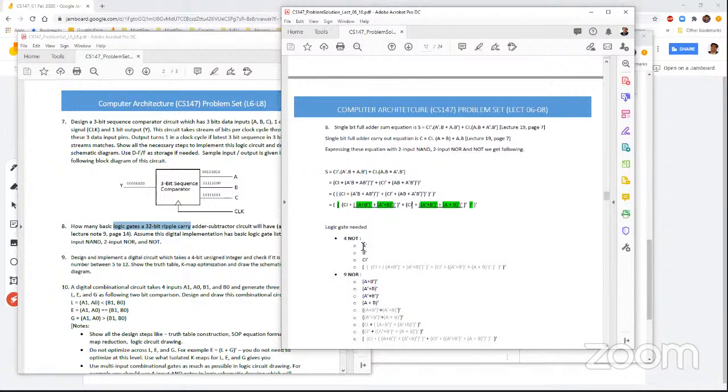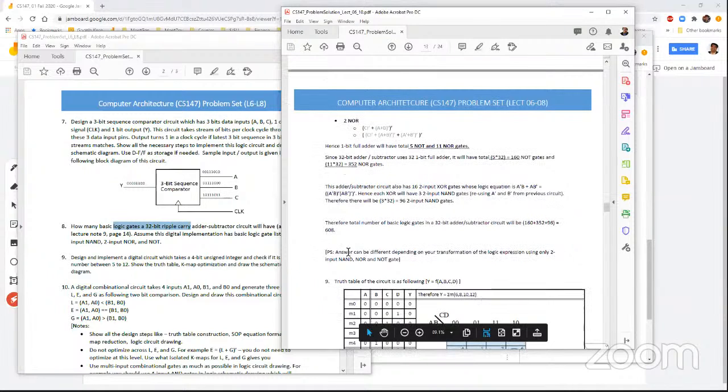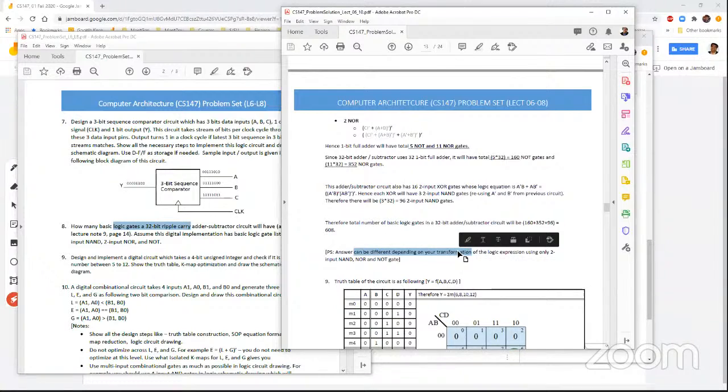Oh, so if the diagram uses AND, I can use two NANDs or a NAND and an inverter? Yeah, exactly. As long as you explain that I am replacing AND with a NAND and an inverter, I'm okay as long as there is an explanation. That's why I also mentioned in this problem that it can be different depending on your transformation, how you're solving this problem.